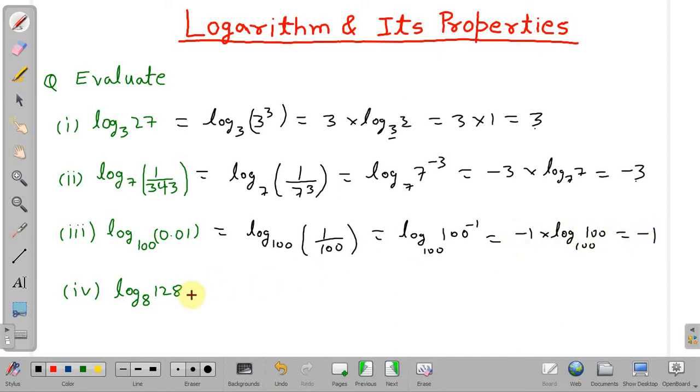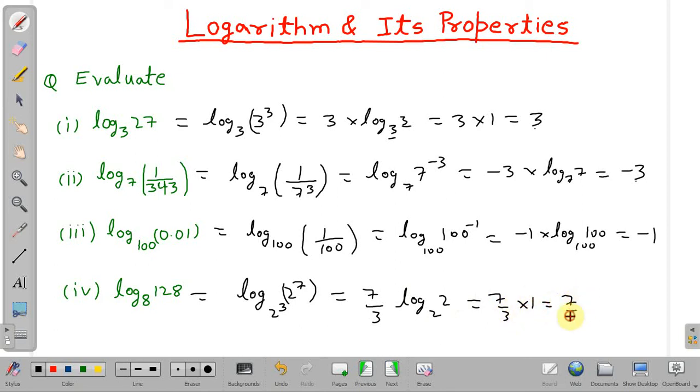Next one, log 128 with base 8. Using the log property we can write 128 as 2 to the power 7, and 8 can be written as 2 to the power 3. Now using log properties it will be 7 by 3 times log 2 with base 2. So it will be 7 by 3 into 1, and the answer will be 7 by 3.